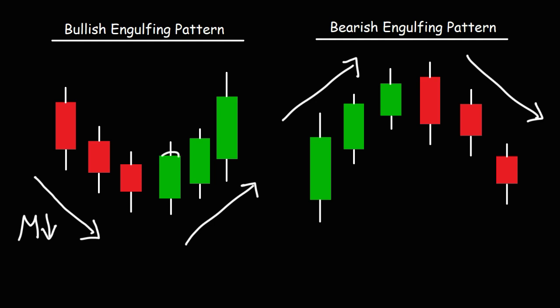Now for the uptrend on the right, the candles are getting bigger. So we could say that momentum is increasing. So the strength of the uptrend is getting stronger. So therefore, this is a strong reversal pattern.